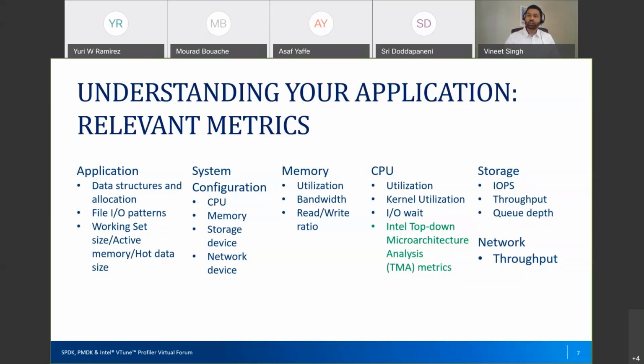Out of the total memory allocation that your application is doing, what is the frequently accessed part of the data? So for example, if you allocated 300 GB on your system and your application is going to use only 100 GB of data very frequently, that becomes your working set size or active memory size. This was with respect to the application.